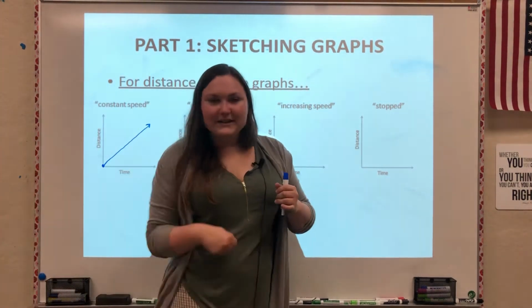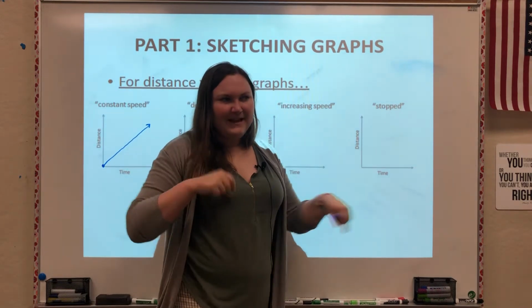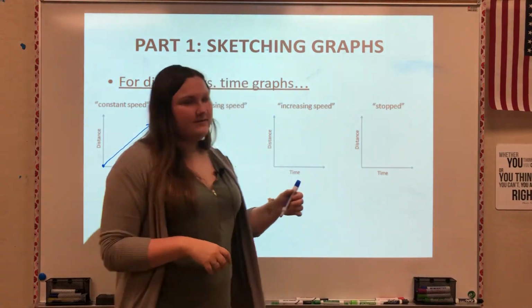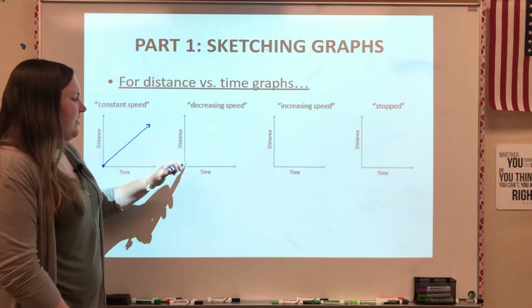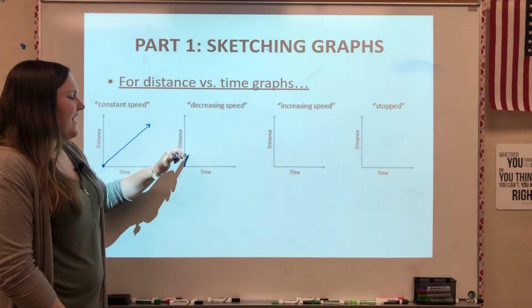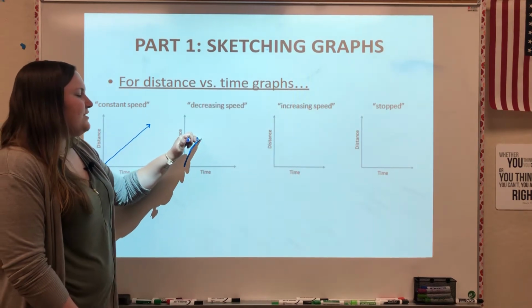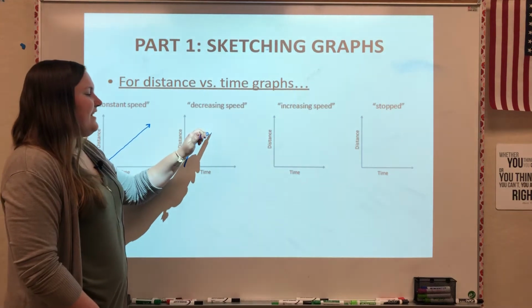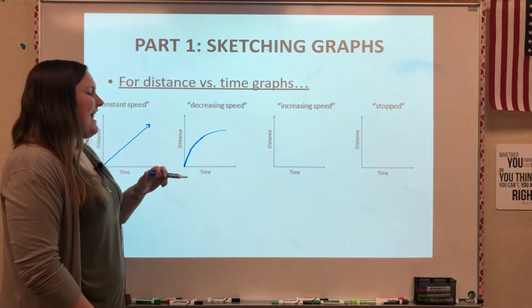I moved really far in a short period of time. At the end, when I was taking those little baby steps, I was still moving forward, but not a lot. So on our graph, it's going to show I'm moving forward a lot at the beginning, but as I slow, the line changes direction. As I slow down, it gets flatter.